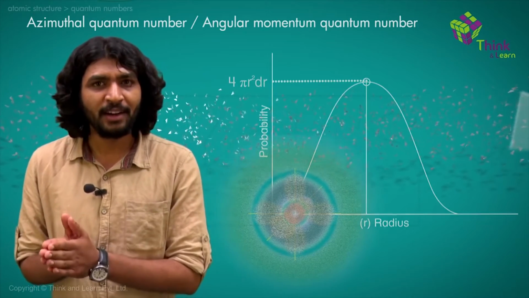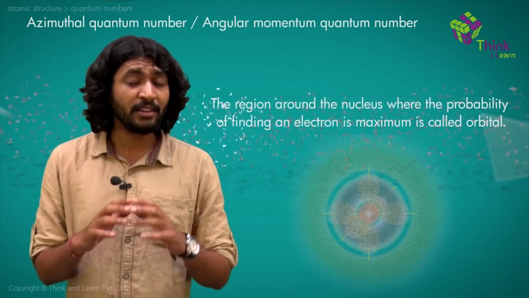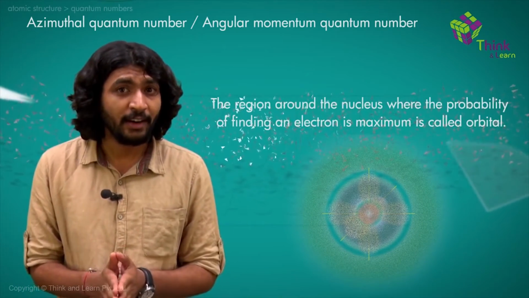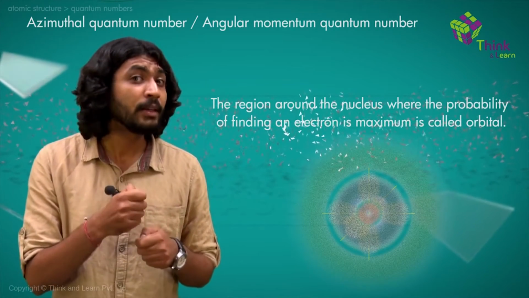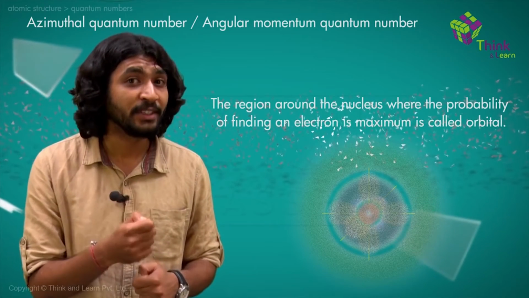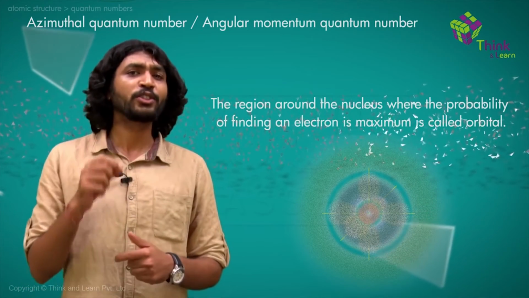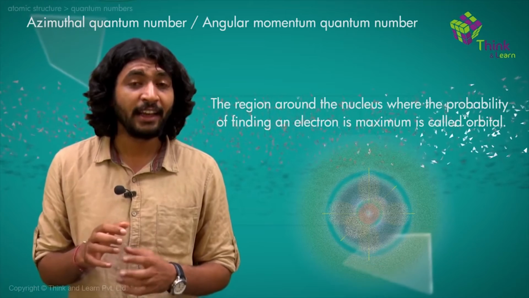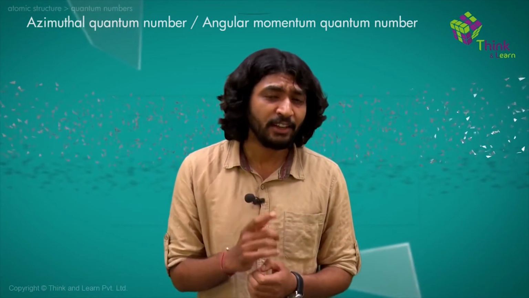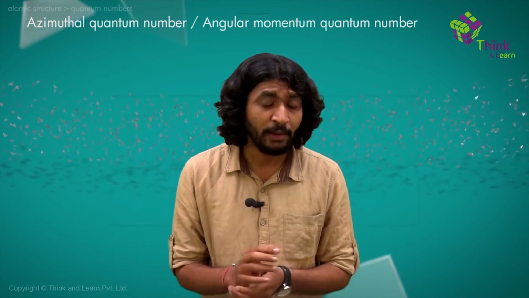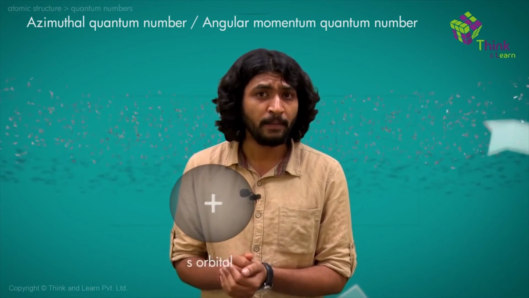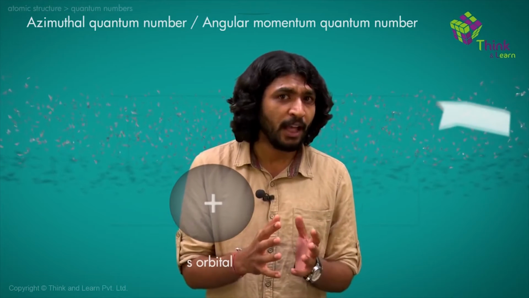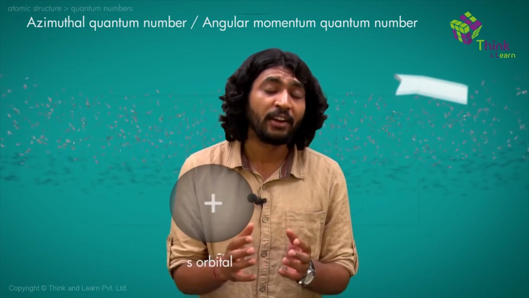So what is an orbital? An orbital is a region around the nucleus where I have the most likely probability of finding an electron, and that probability is almost 95%. If I join all those dots around the nucleus, I get an orbital. For the first energy level for hydrogen, the orbital shape is almost spherical, and we call this the s orbital. We get different shapes as we go higher in energy levels.